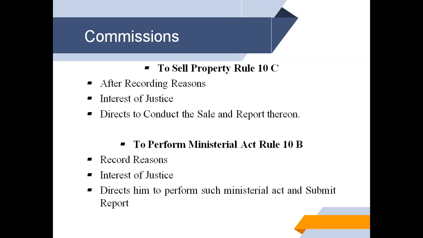The last purpose for which the commission can be appointed under the Code of Civil Procedure, that is under Order 26, is to perform a ministerial act. The relevant provision is given under Rule 10B. This was also added by the 1976 amendment, whereby the court may appoint the commissioner to perform any ministerial act and thereby record its reasons, and in the interest of justice, the court may direct him to perform such ministerial act and submit the report of the same before the court of law.